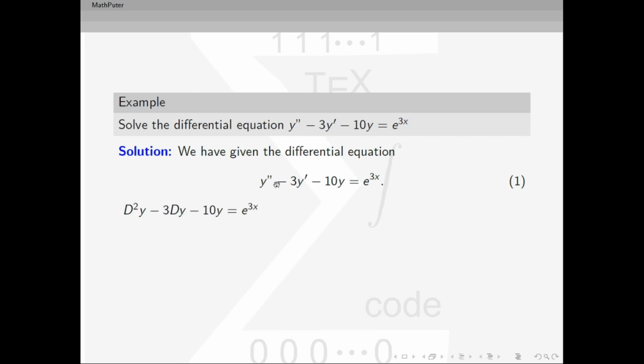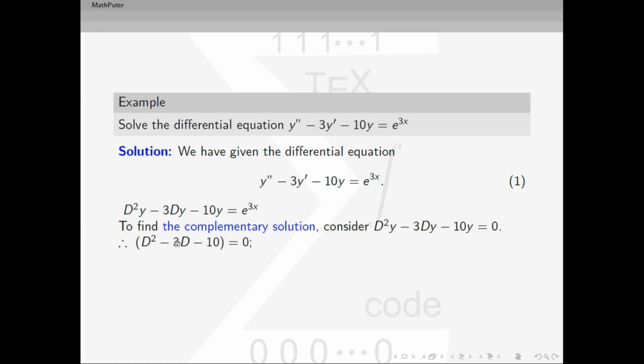We represent this function in terms of D. This is the second derivative. So we have D squared y minus 3 Dy minus 10y is equal to e raised to 3x. Now for the complementary solution, what do we do? We consider the right hand side equal to 0. So we have the equation D squared y minus 3 Dy minus 10y equal to 0. We take y common. So we have (D squared minus 3D minus 10) into y equal to 0. And you know very well that we are interested in non-zero solutions.